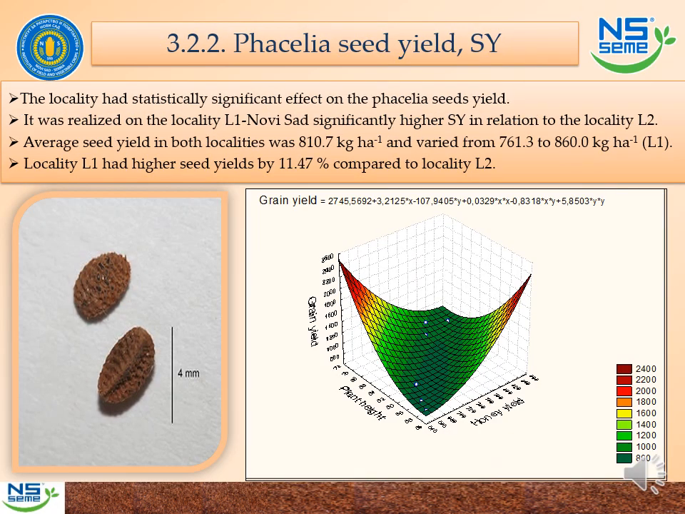Regarding seed yield, it was observed that locality has significant effect on PHACELIA seed yield. Significantly higher yield was realized on the locality in Novi Sad in relation to the locality in Zaječar. Average seed yield in both localities was 810.7 kg per hectare and varied from 761 to 860 kg per hectare. Locality in Novi Sad had higher seed yield by 11.47% compared to locality in Zaječar.